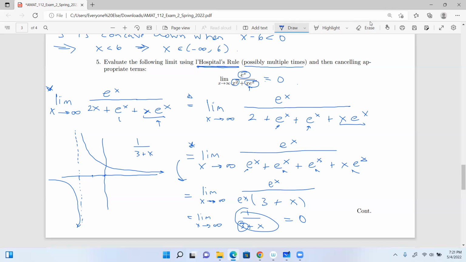So you can see that as x marches out to infinity, the graph is getting closer to 0. So that's one way to see why this limit is 0. Another way is just to say that, as I said, 3 barely contributes anything. So the limit of 1 over 3 plus x is comparable to the limit of 1 over x. And we know that that goes to 0.